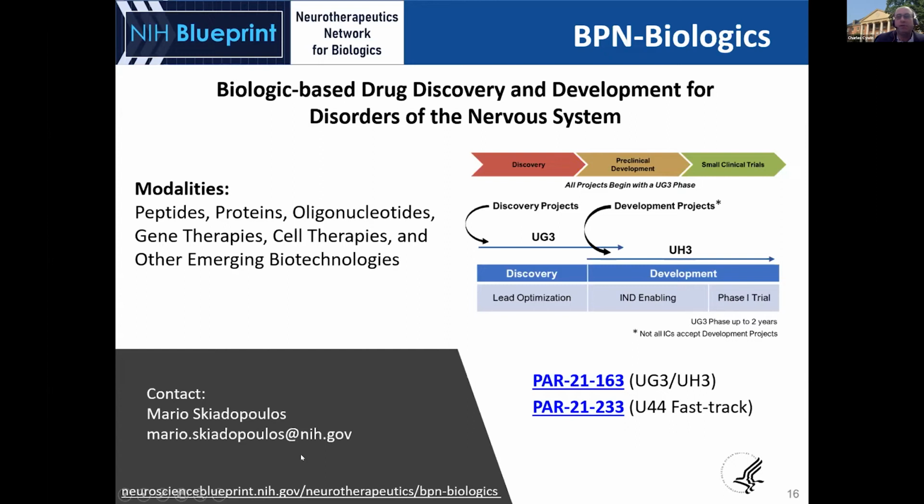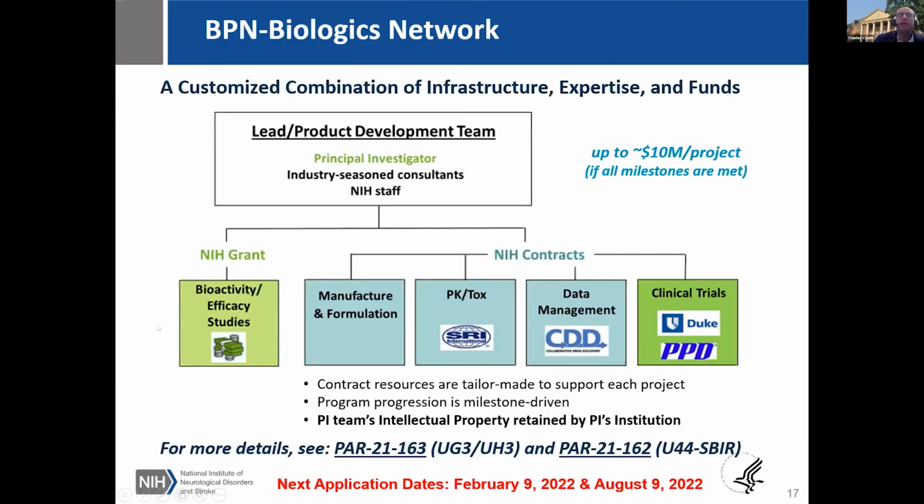Our contact here is Mario Skiadopoulos. His email's here. As I mentioned, again, lead discovery and lead development teams are set up. The contracts are in place. Same idea for intellectual property. The application dates are identical. The PAR numbers are PAR 21-163 and 21-162.